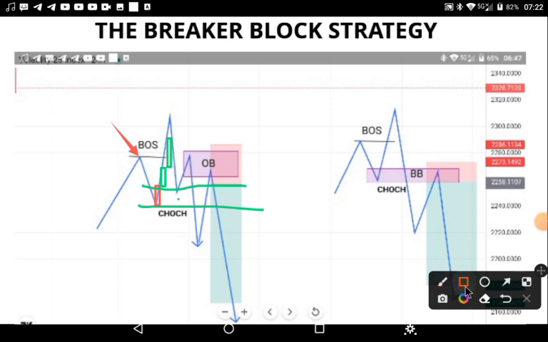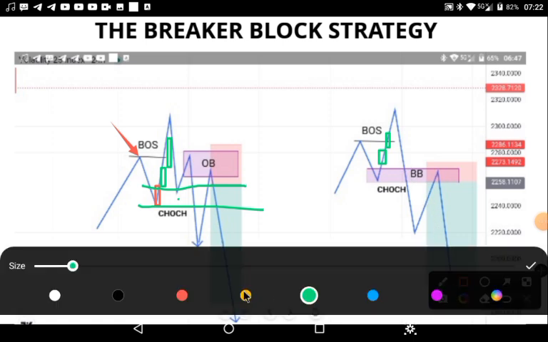I'm sure you've understood what an order block is. If you've done that, now I'm going to show you what a breaker block is. So an order block is the last opposite candle before the break of structure. That's your order block. Then your breaker block, what is it? Let me show you this. Just stay with me, guys.